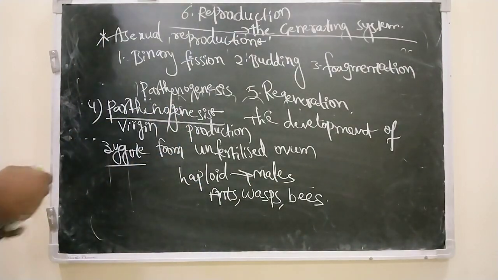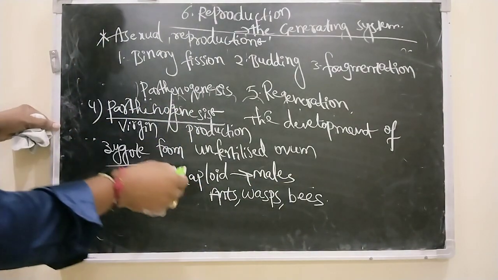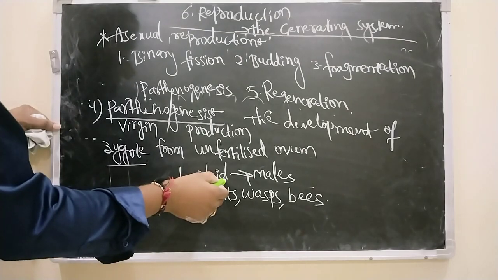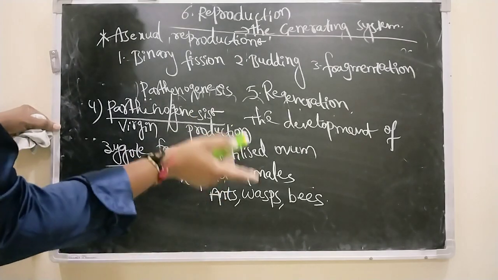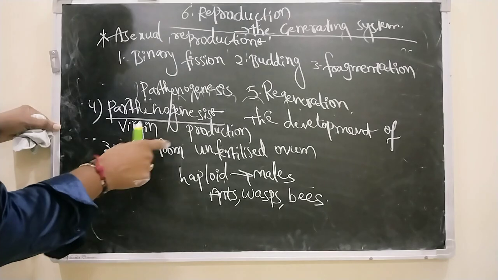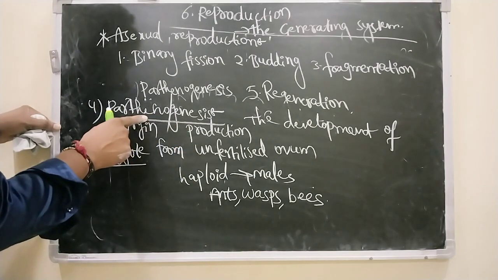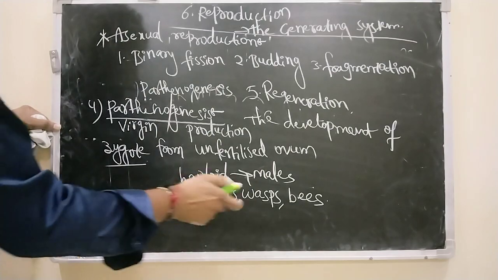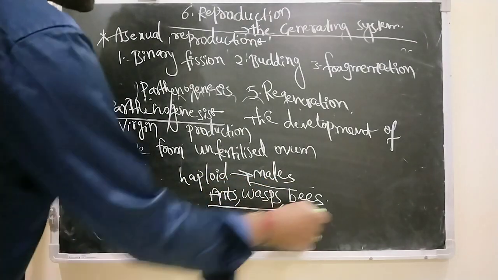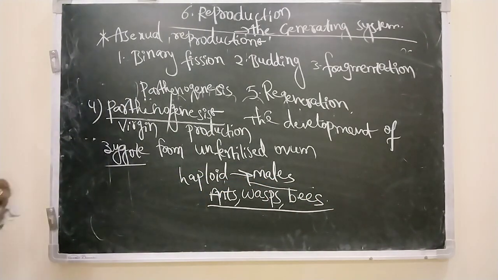We observe parthenogenesis. So whatever is formed is in haploid condition, developed directly into a zygote from an unfertilized ovum. It is called parthenogenesis. Those formed in haploid condition are all males. Examples are ants, wasps and bees.